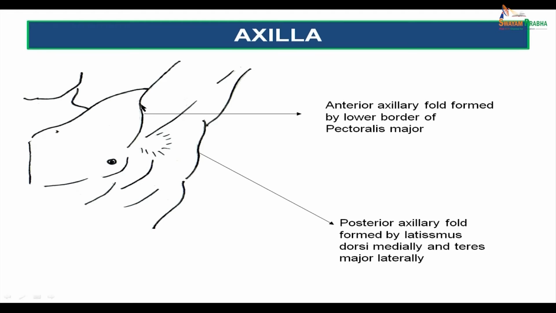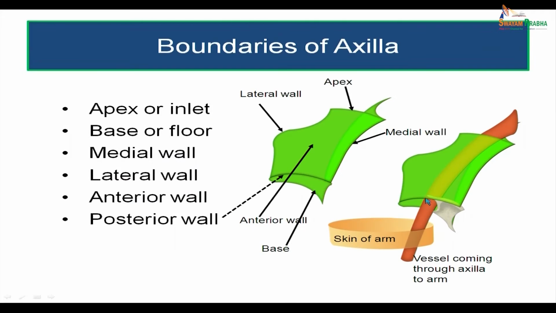Before we learn about it, we should also know that there is a skin fold in front of the axilla, which is called the anterior axillary fold. It is formed by the lower border of pectoralis major muscle, and posteriorly there is a skin fold called the posterior axillary fold, which is formed by the latissimus dorsi medially and the teres major muscle laterally.